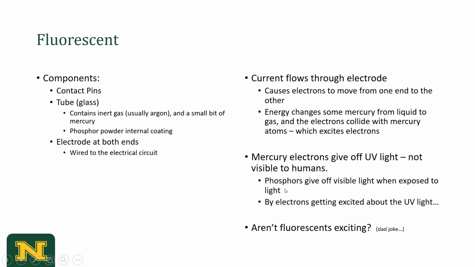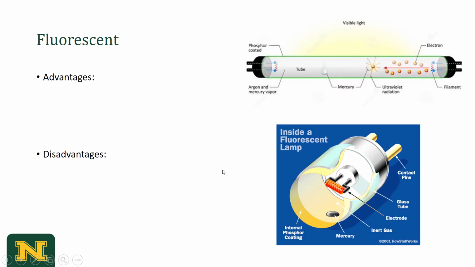Oh, but sorry, I just kind of backtracked there a little bit. So as the electrons are getting excited by the UV light, they're giving off the light for the phosphorus that it can actually reflect in. Another dad joke. Fluorescents are very exciting.